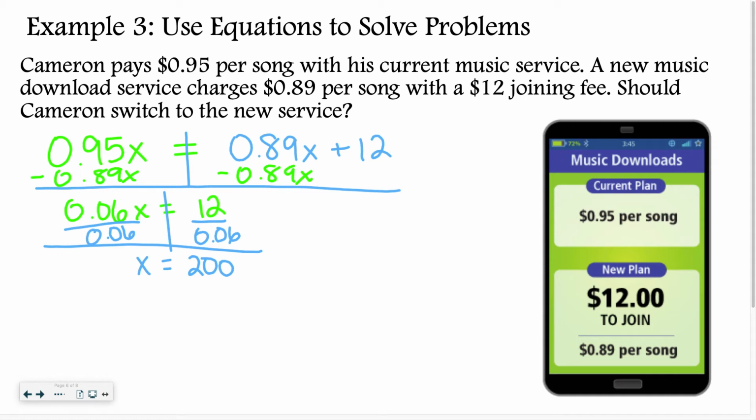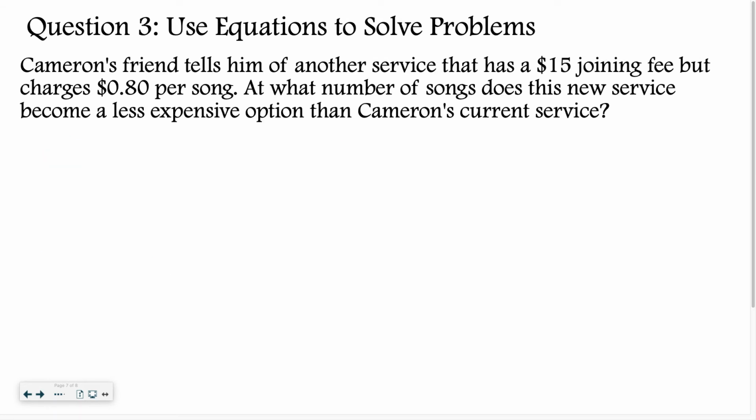So that means if Cameron buys fewer than 200 songs, it doesn't make sense to switch. He should stay with his current music service. But if Cameron decides he wants to download more than 200 songs, it would be cheaper in the long run to switch to this new service. Okay, so that's how you set up an equation like this and you solve it. Words are tough, sorry kids.